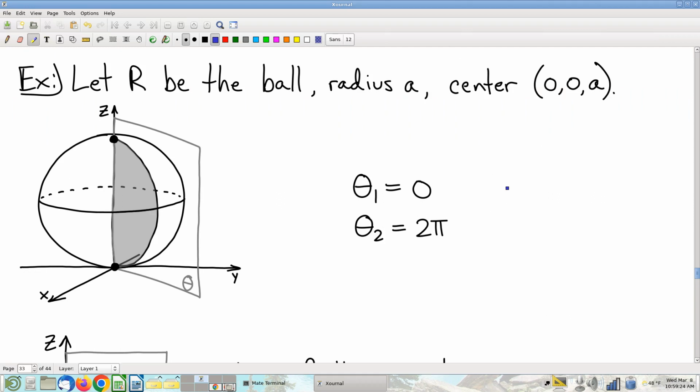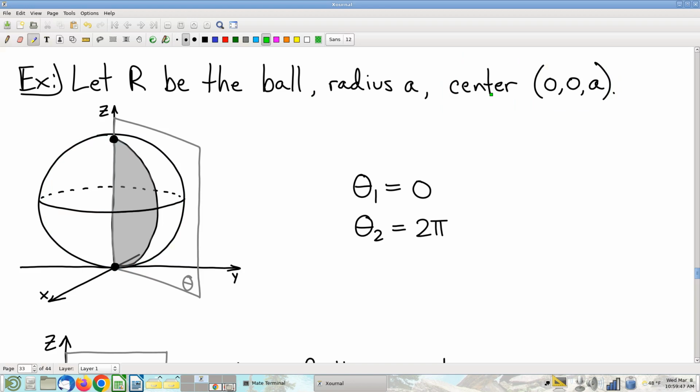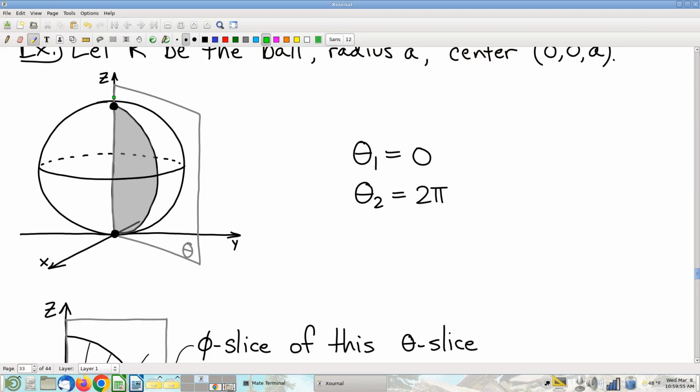So, okay, example. Suppose we have this ball here, centered on the z-axis, radius a. You can think of this as kind of sitting on top of the xy plane at the origin. Following the advice up here, we're doing our theta slicing first. Always outside in. So theta slicing first. Theta slices look like this. I think it's a fairly easy pitch that this goes all the way around, and so 0 to 2 pi.